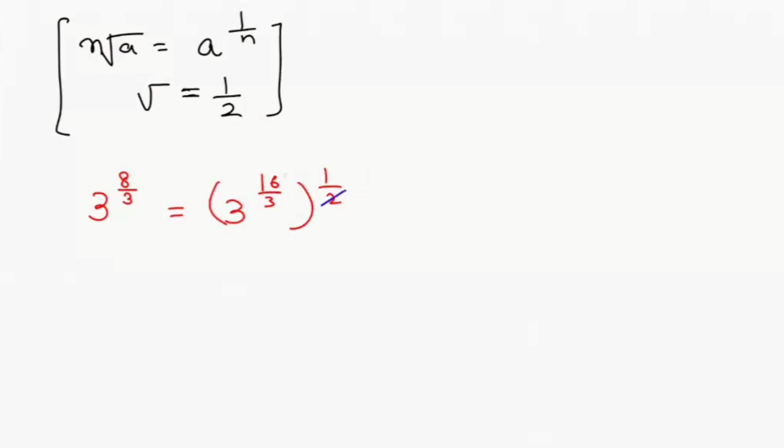This will be reduced by 8. So here we will get 3 to the power of 8 over 3 is equal to 3 to the power of 8 over 3. So the left hand side is equal to the right hand side. So the value of x, that is 16 over 9, is also absolutely correct.